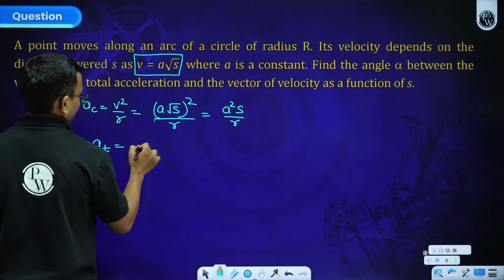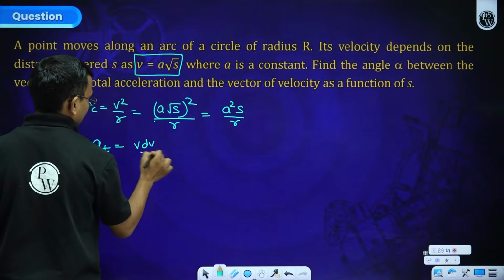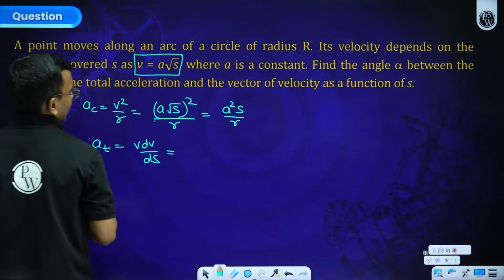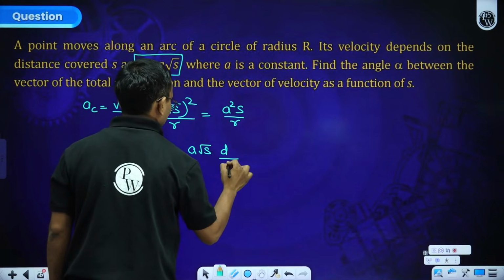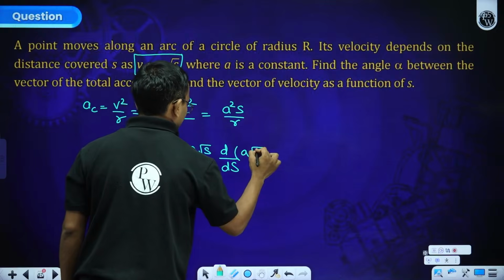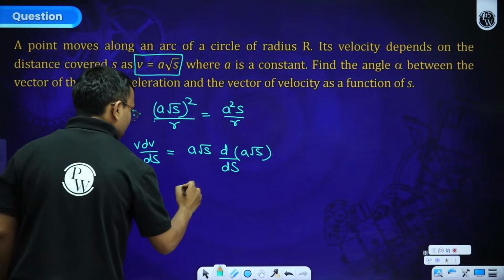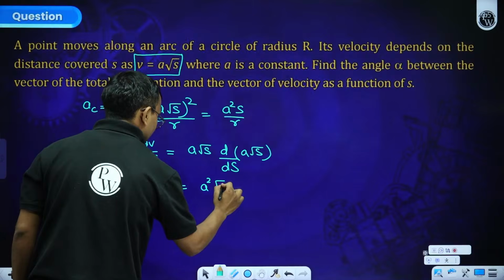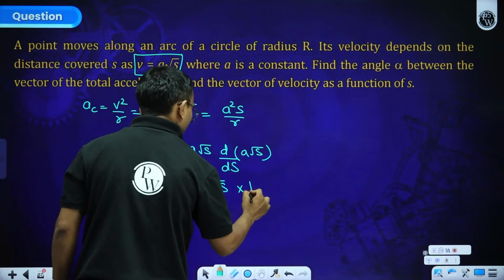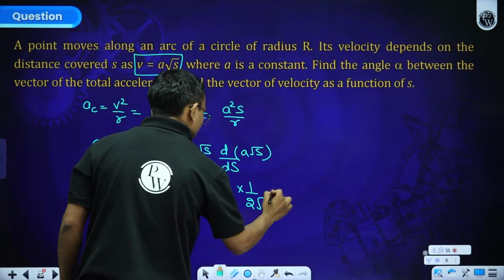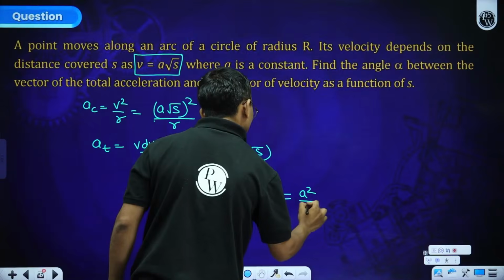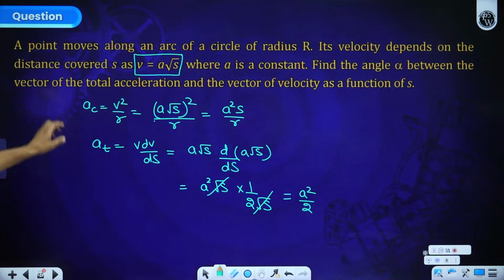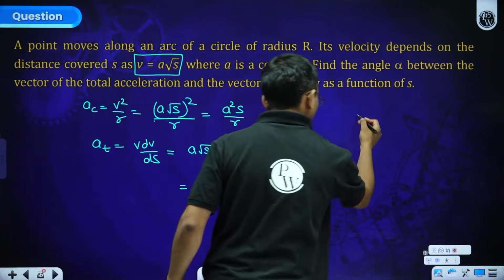A tangential is V dV by ds. What is V? A root s. Then d by ds of A root s. A you can take out. So that will become A square root s. Root s differentiation will be 1 by 2 root of s. So this root s is getting cancelled. It is A square by 2. This is my centripetal acceleration. This is my tangential acceleration.